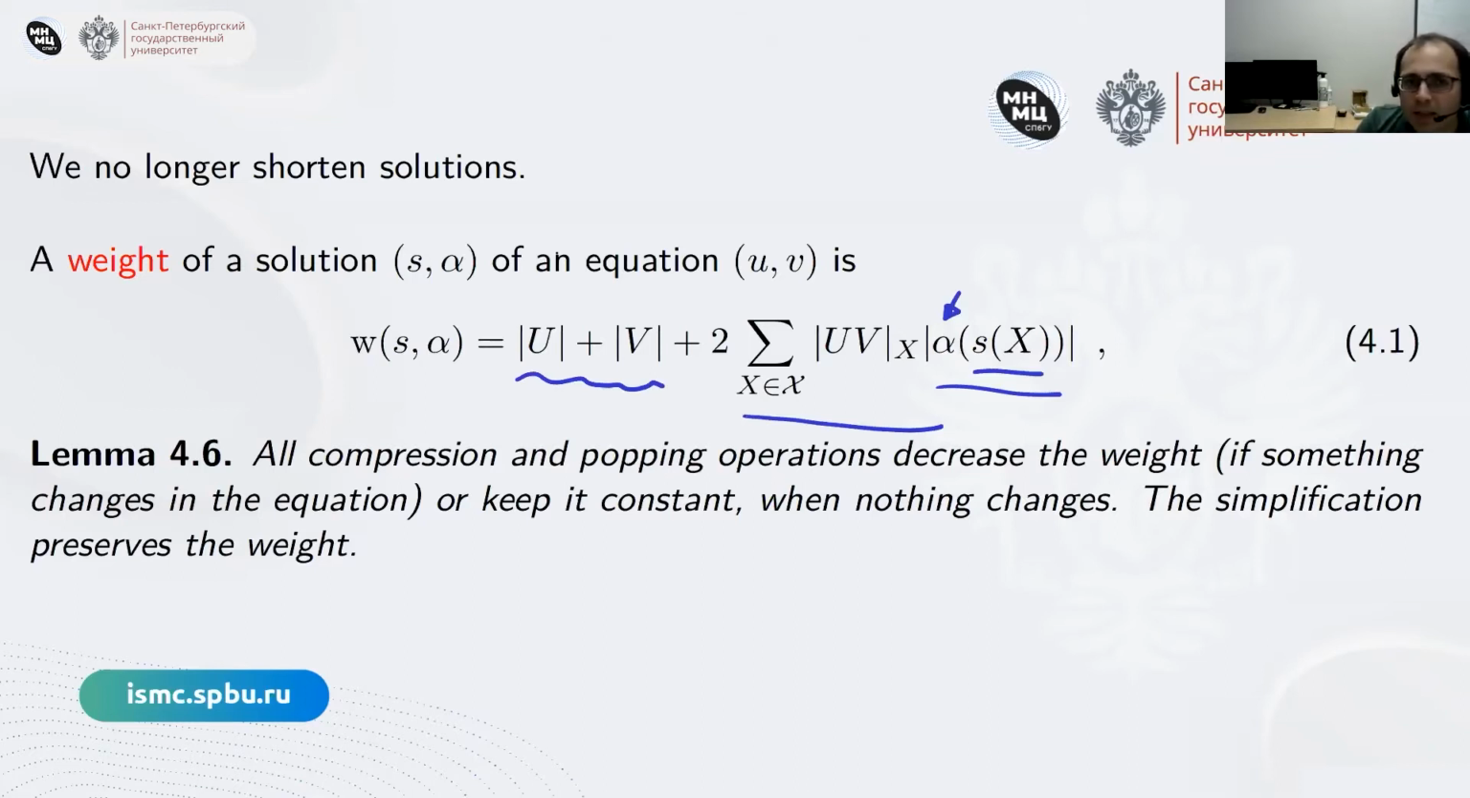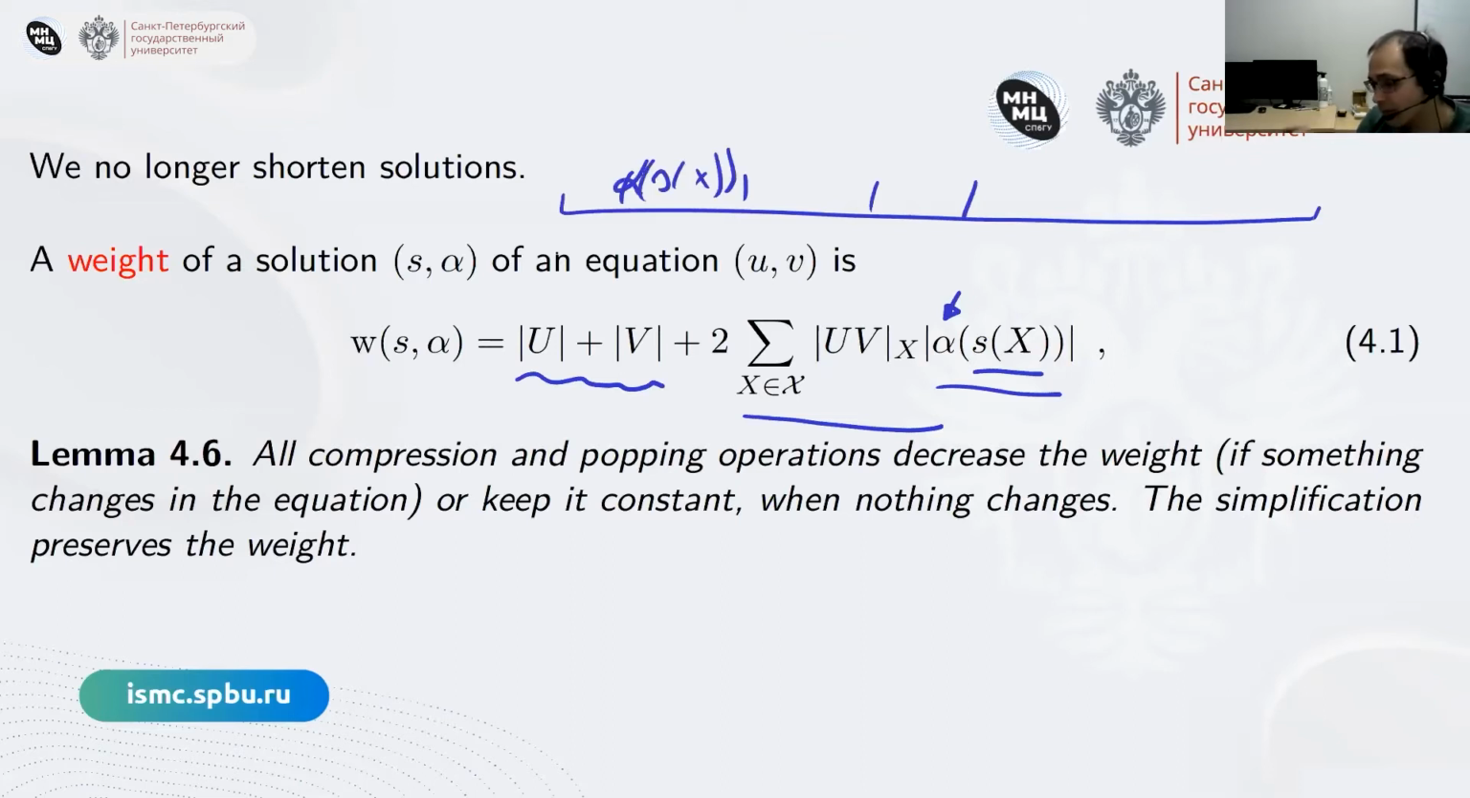So in a sense, we look at the solution word, and for the parts which are inside the variables, we look at alpha of the substitution for x. So we look at those words, apply alpha to them and count the length. And if something is explicit in the equation, then we just count the length. Okay, and the claim is that this weight decreases during every possible operation, assuming that something changes.